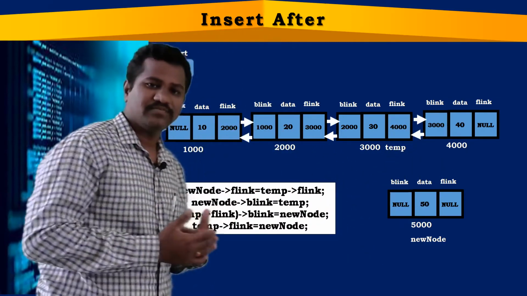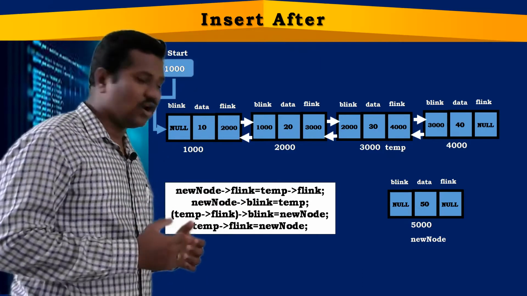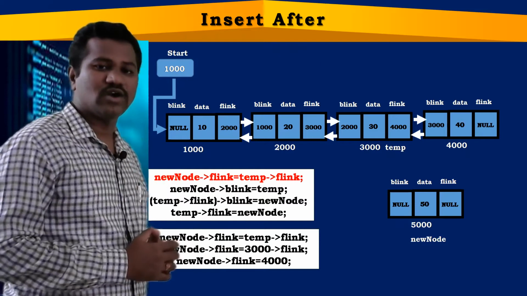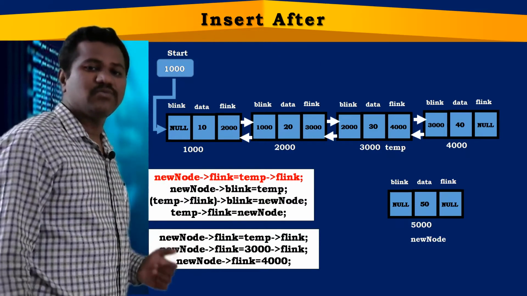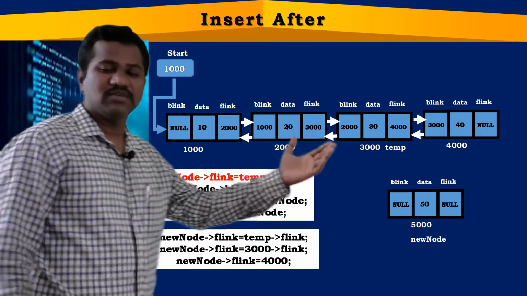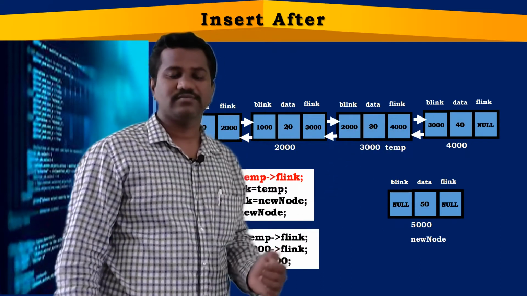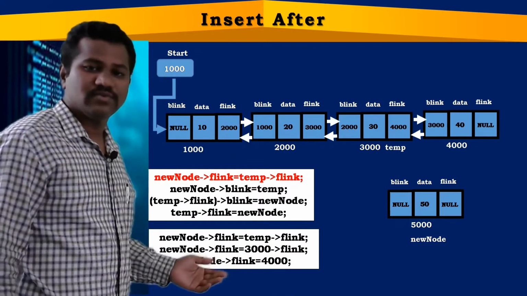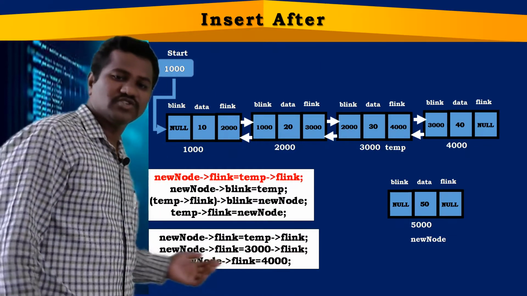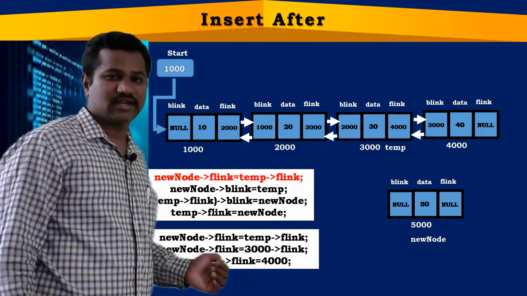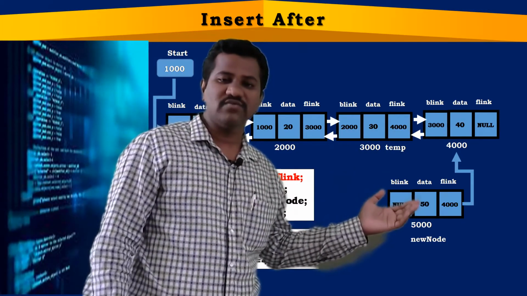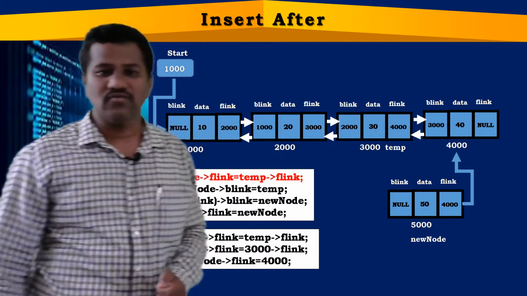To do that, the first instruction is: new node forward link is assigned with what? Temp forward link. Temp forward link will have what? 4000 here. So 4000 is going to be stored in new node forward link. That means a link is going to be established between the new node and 4000.